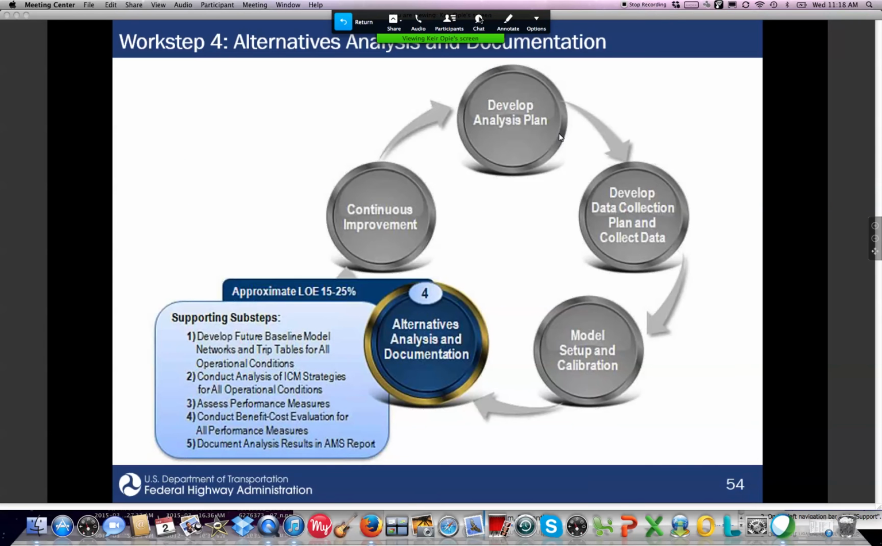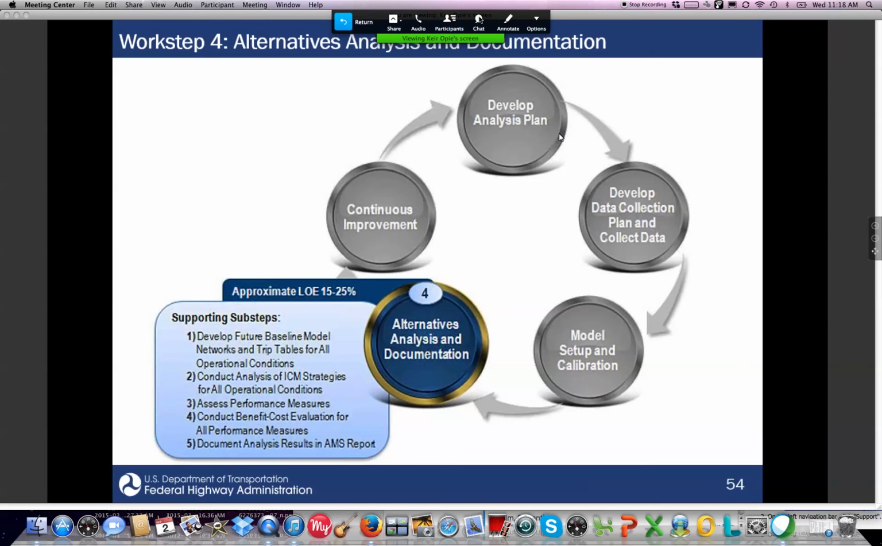So the steps that go into it, we have to look at the future baseline conditions. We may not be looking at existing demands. We may be looking 5 or 10 years out, considering what the time horizon is for implementing a strategy.